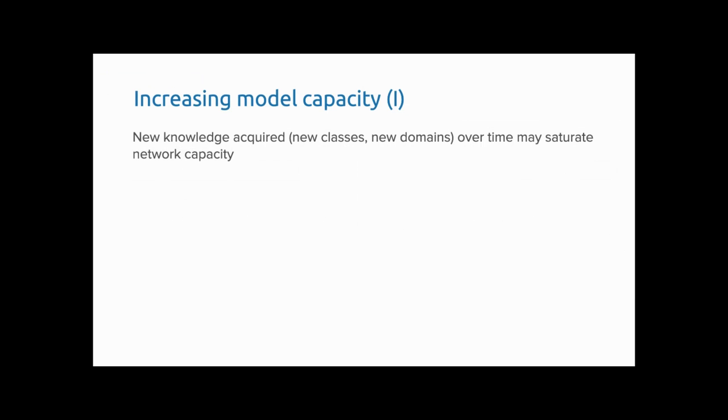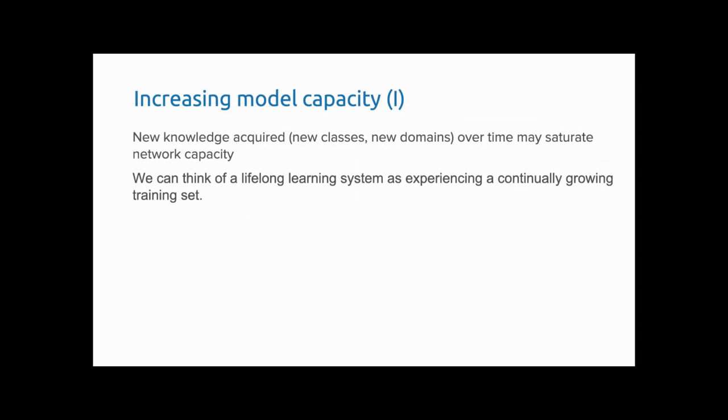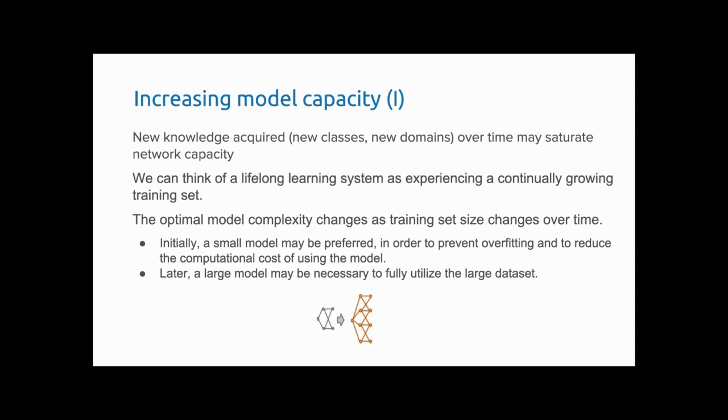All right, so another aspect I want to touch upon towards the third part of the lecture is how do we increase model capacity and discover new classes. This is already very similar to what we just talked about. The motivation here is that we have to accommodate new knowledge over time, and those new classes or new data may saturate your network capacity. And the optimal model complexity would change as your training data changes over time.